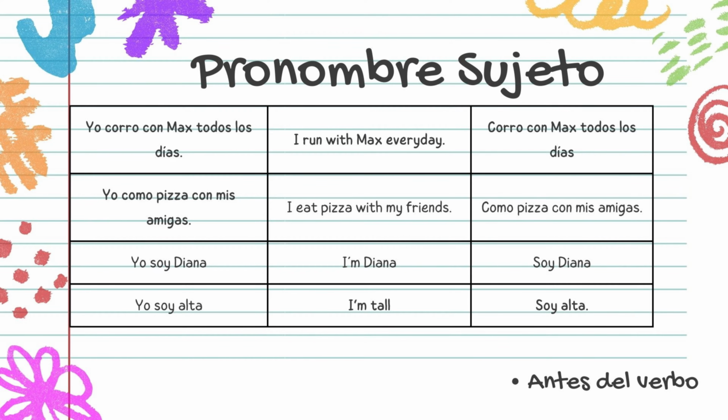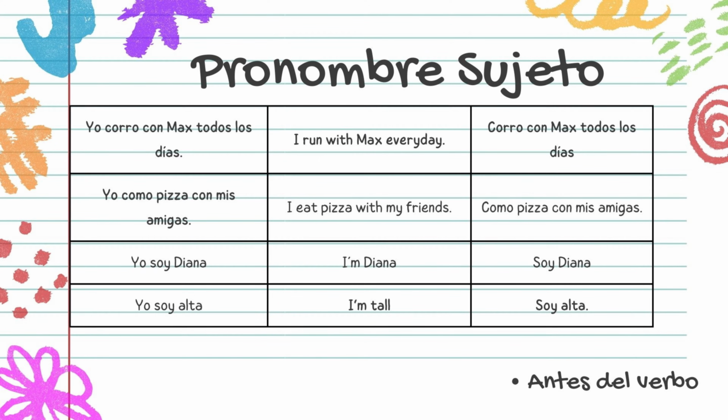So the first pronoun is the subject pronoun. Yo corro con Max todos los días. I run with Max every day. So I am doing the action. And if I'm using another pronoun, not I, the person I'm talking about, if I use she, she has to be doing the action. And something really important here: in Spanish, we skip the pronouns a lot. So in the third column, you can see how I erase the pronoun. So I say, corro con Max todos los días. And that's the way we speak.